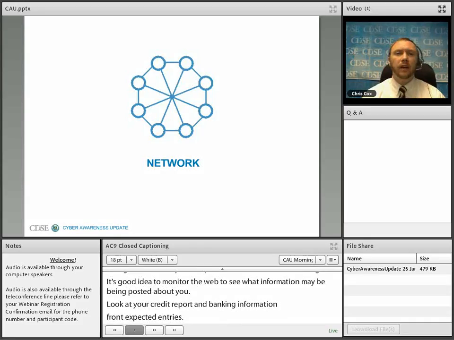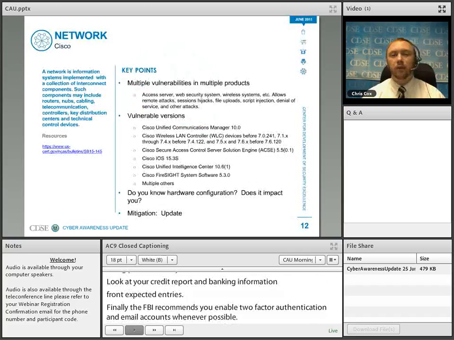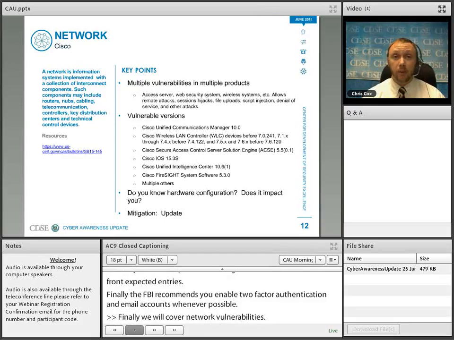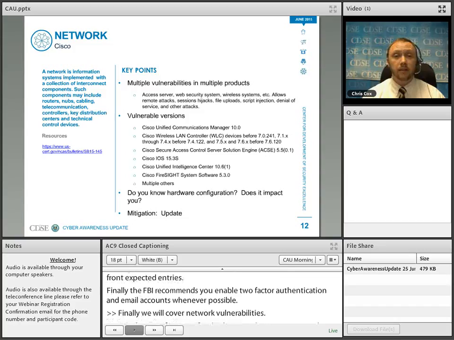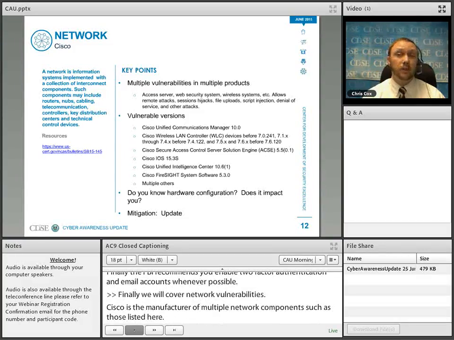And finally, we'll cover network-related vulnerabilities. Cisco is the manufacturer of multiple network components, such as those listed here. Multiple serious vulnerabilities have recently been announced, which could allow an attacker to access the system, conduct remote attacks, upload files, execute scripts, commit a denial of service attack, and more.